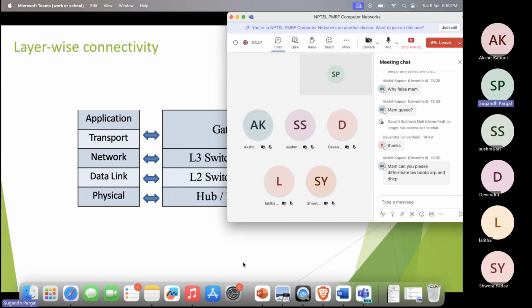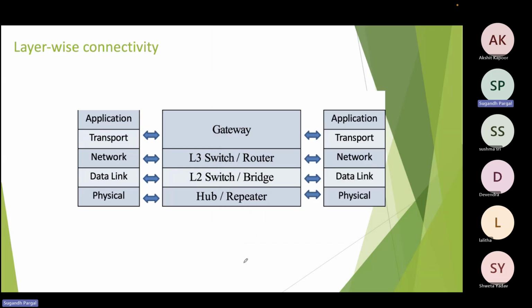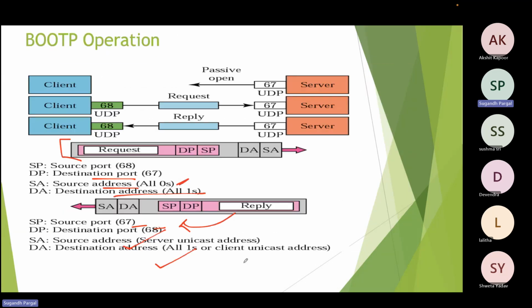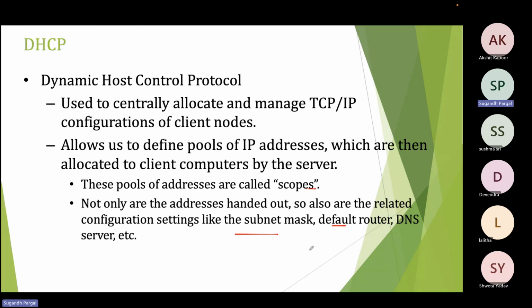Yeah, so BOOTP is similar to RARP, and it only gets you the IP address of the machine. However, in DHCP, there are scopes for subnet mask, default router, DNS server. These kinds of information are also present along with the IP address.